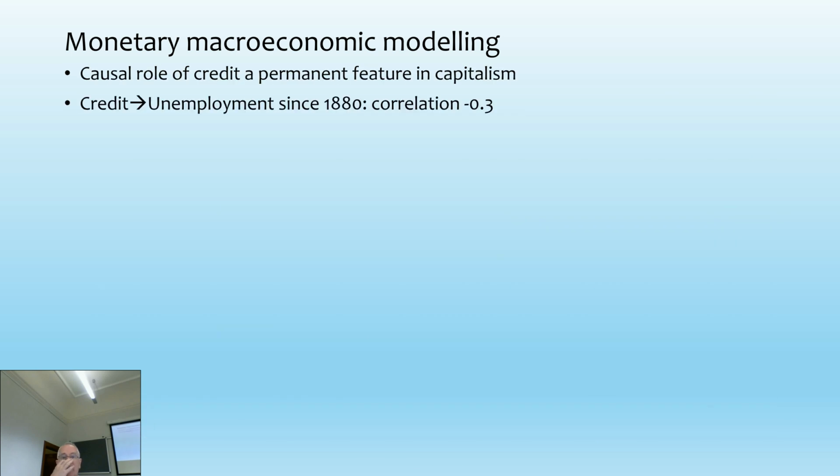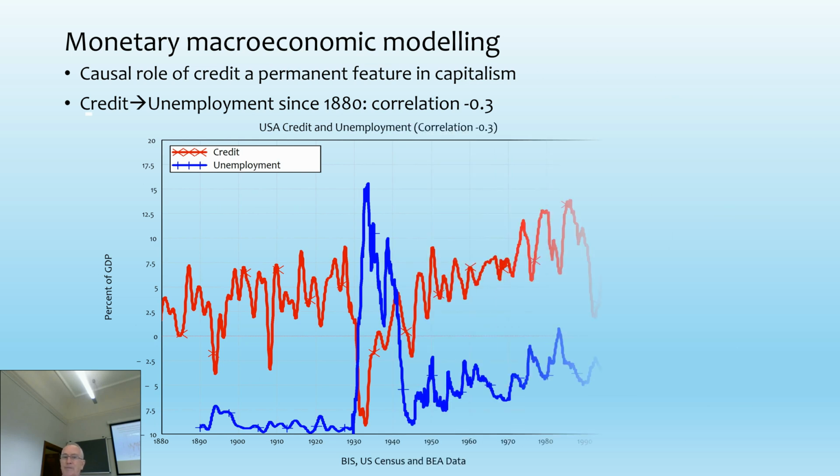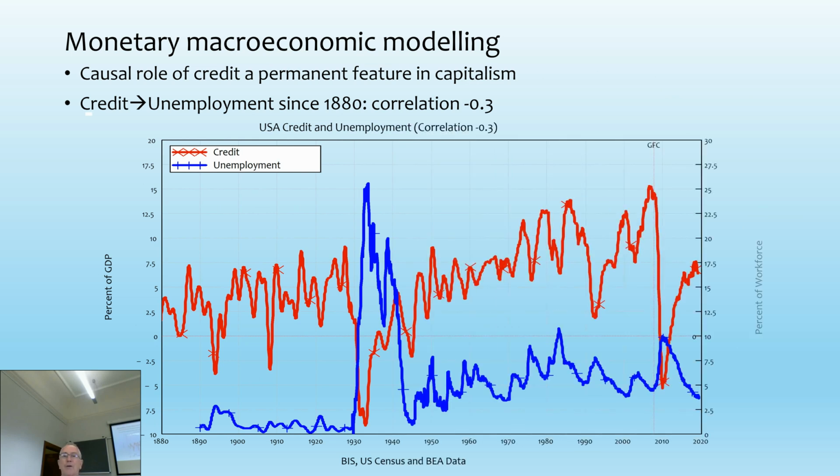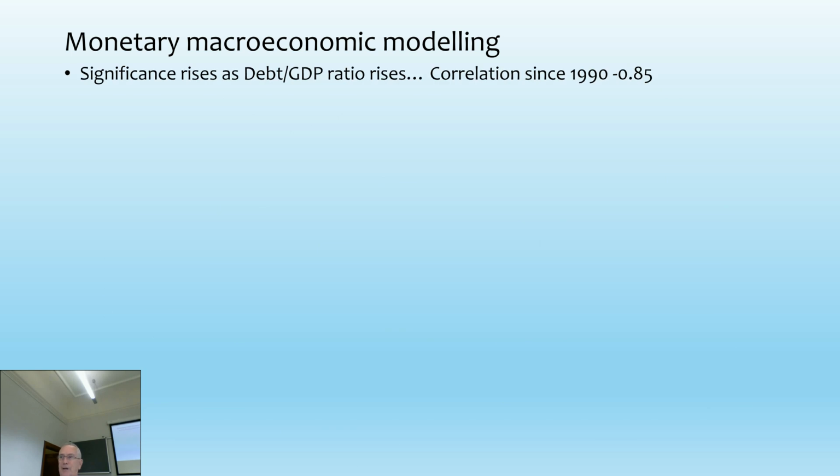Now, when you look at credit versus unemployment, again, neoclassicals think there's no correlation. Well, I'm saying there's a causation. And even looking over since 1880, which is a ridiculous length of time, 140 years virtually, you get a correlation coefficient of minus 0.3, which according to them should be 0. They ignore it. Now, when you have a high level of private debt as we have right now, it's the highest in history, the correlation becomes ridiculous.